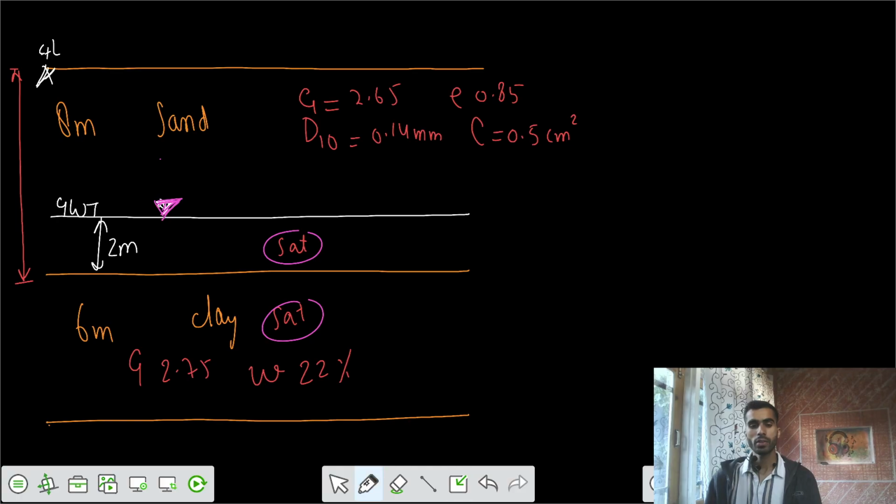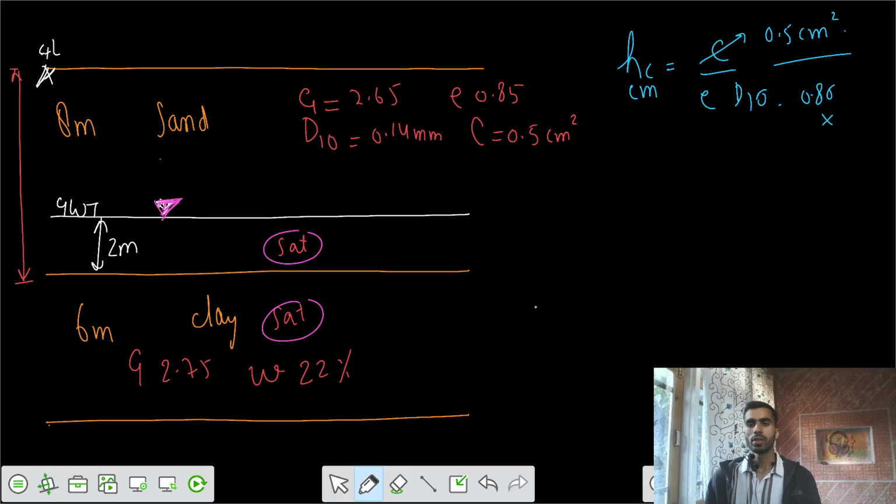Let's try to have that equation of capillary rise. We have the equation that capillary rise is equal to C by e D10. This is in centimeters. This value C is given to you as 0.5 centimeters squared, divided by the void ratio 0.85, into D10. D10 is in millimeters, so we have to keep that in millimeters. So what's the total value of capillary rise in centimeters? Capillary rise, that is 42.02 centimeters.